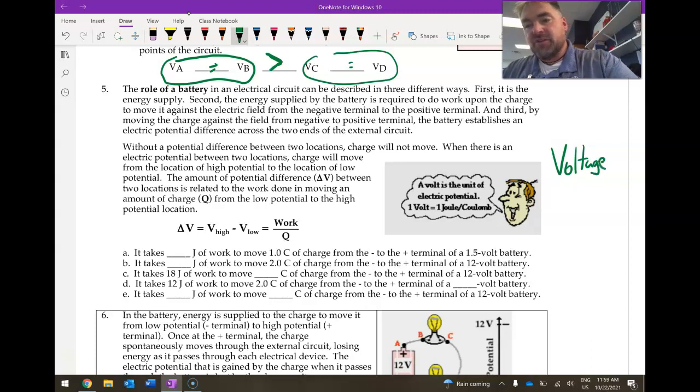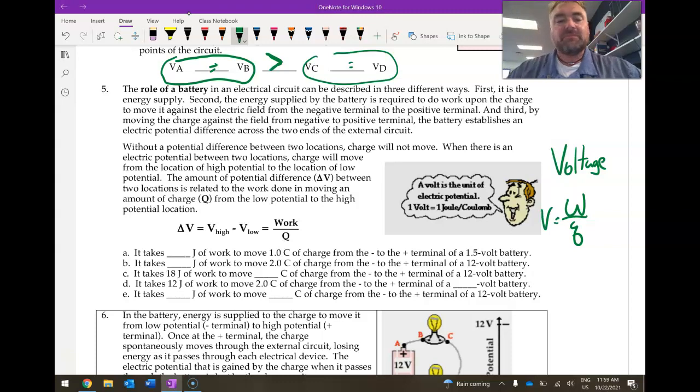And voltage is the change in potential between 2 points. And it is equal to the work done divided by the charge. So we can write this equation as V is equal to W over Q. So if we look, it takes blank joules of work to move 1 coulomb charge from the negative to the positive terminal of a 1.5 volt battery. So in this case, it's going to take 1.5 joules of work.